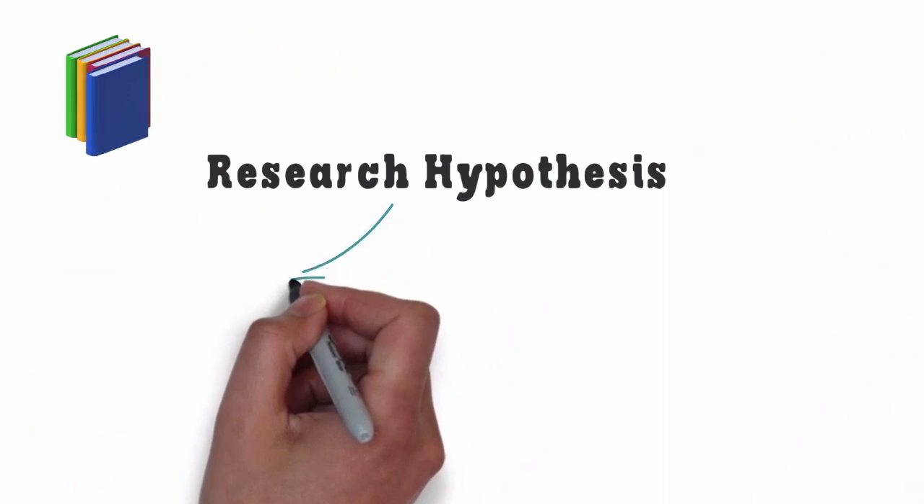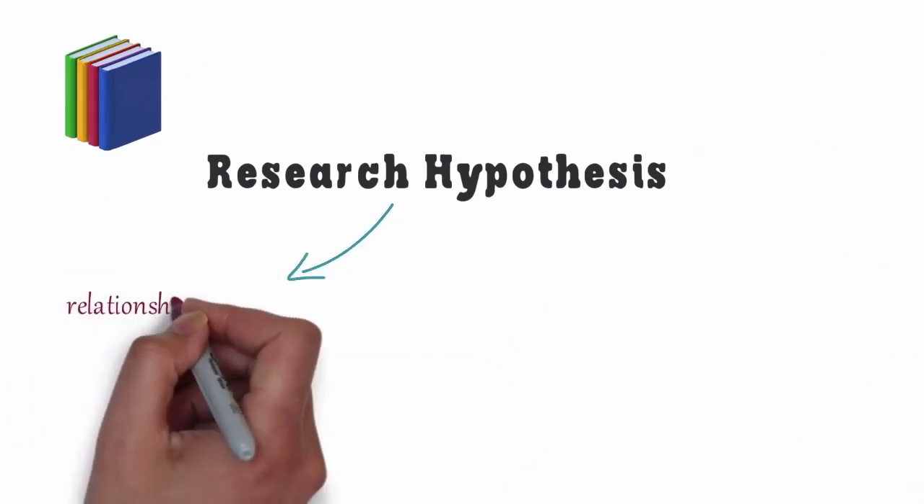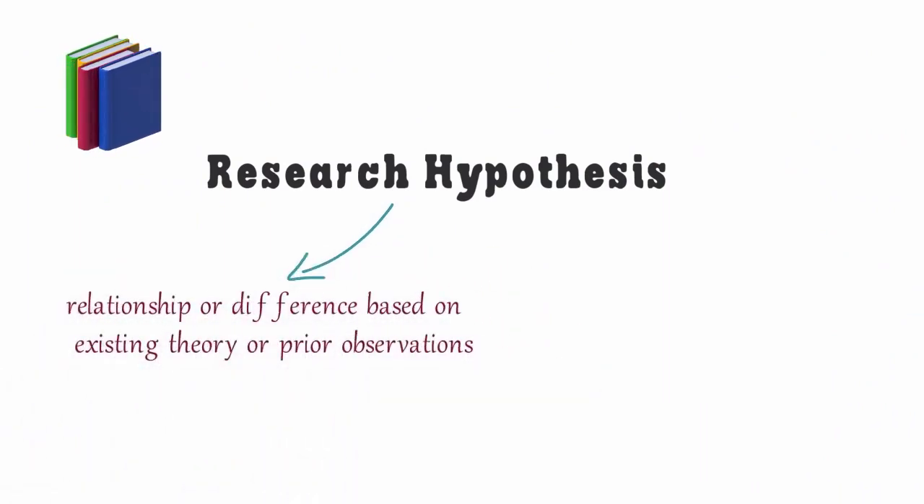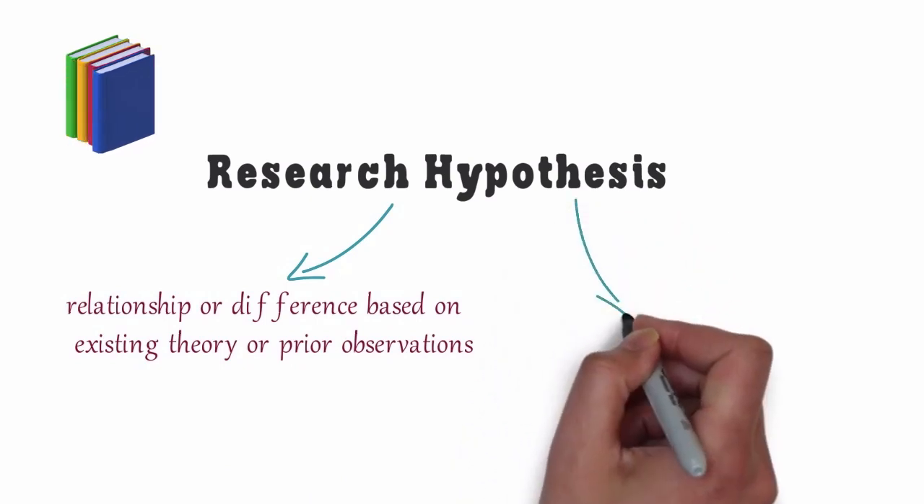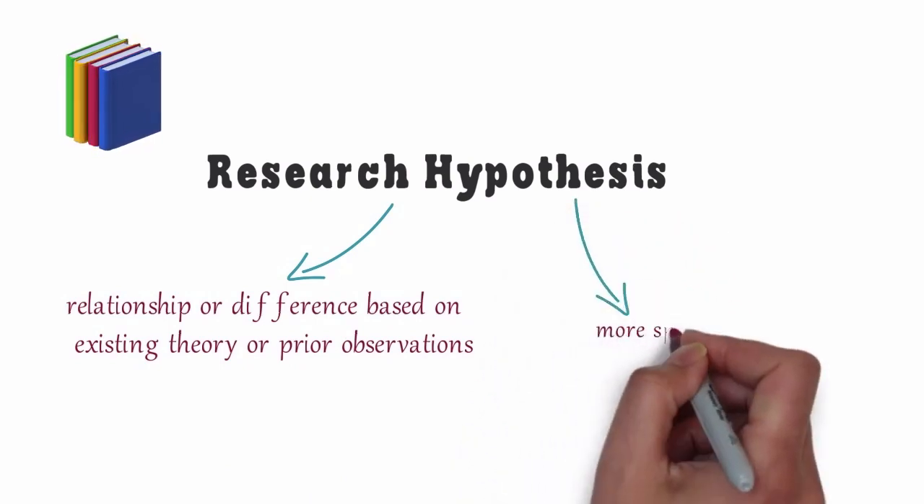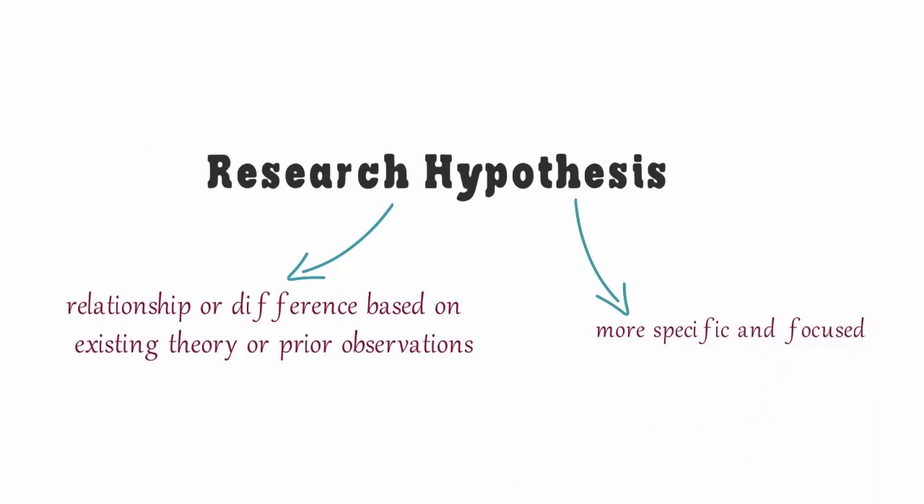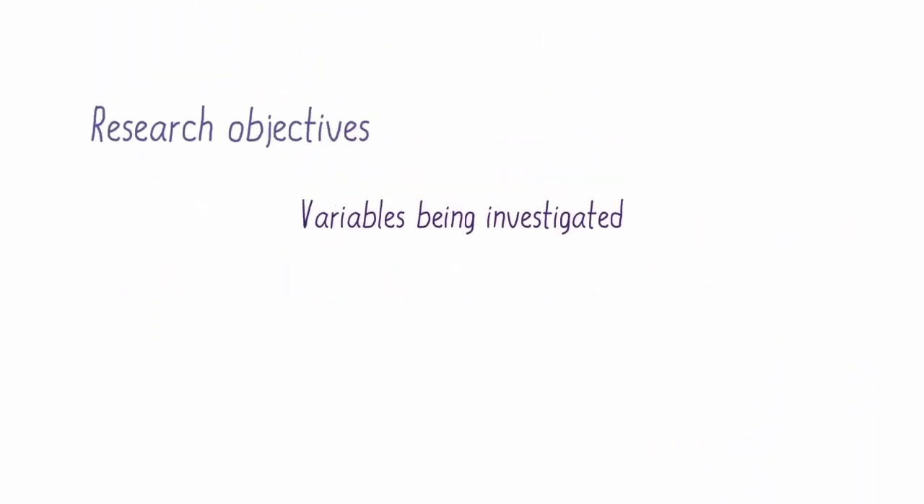Research hypothesis. A research hypothesis is a specific statement that posits a relationship or difference between variables based on existing theory or prior observations. It is usually more specific and focused than a general research question. These are some of the common types of research hypotheses.